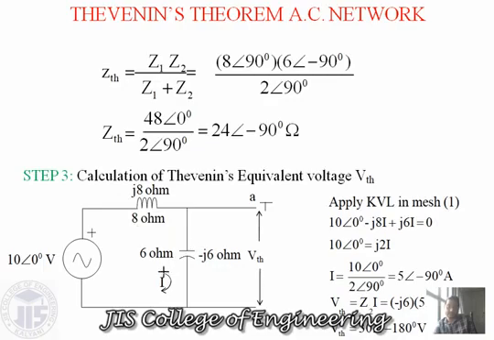First, if we apply KVL in this path, suppose there is a current I. Here this branch current I is present, so this amount of current I should flow over here, and as this path is open, there is no more current over here. So we can write I into j8.